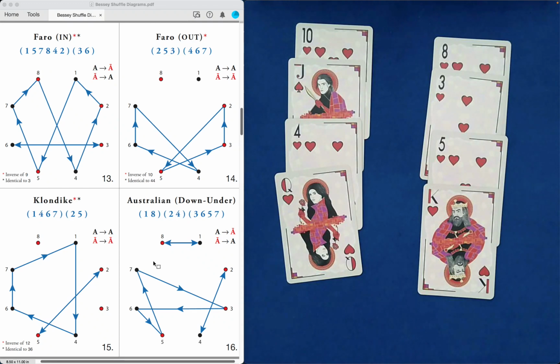Absolutely astonishing. So I appreciate you watching, and watch for the next video in this series. It will be the 5th video, I believe, dedicated to Bessey Shuffle diagrams.